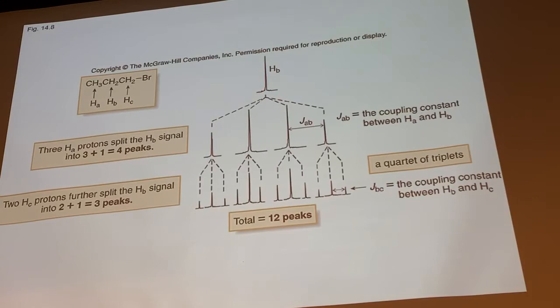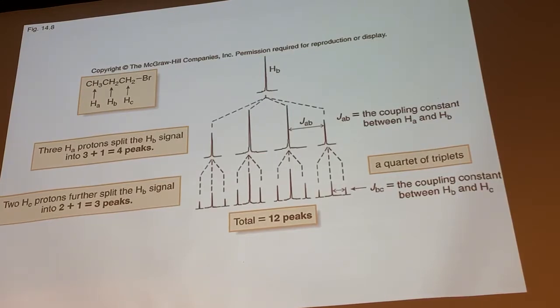Okay, so we create something that looks like that we call a splitting tree. We initially would pretend that that signal HB would be a singlet, but we know it's going to be split into a quartet by the methyl group, and the ratios of these peak heights are going to be 1 to 3 to 3 to 1. The distance between those peaks is going to be the coupling constant between HA and HB.